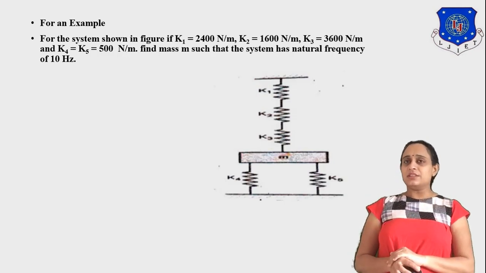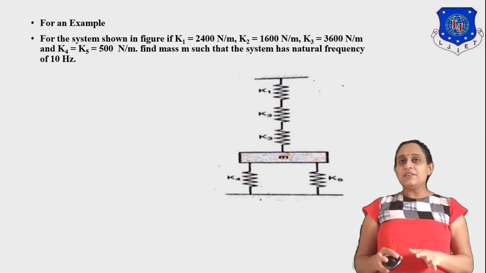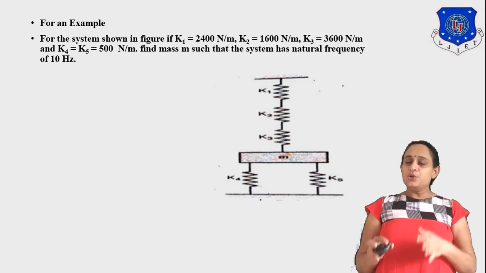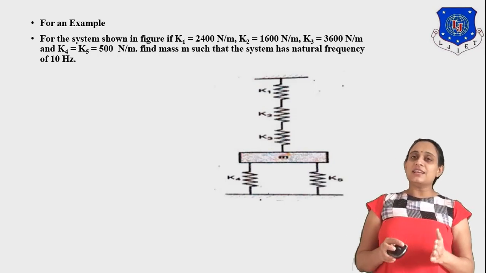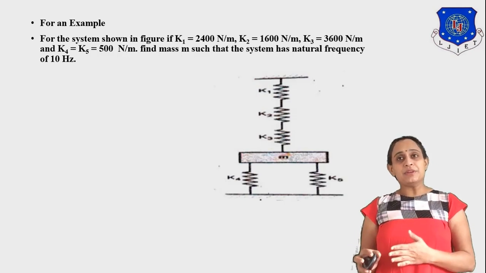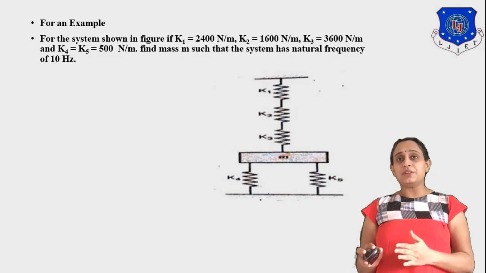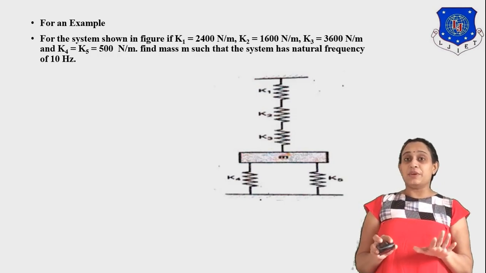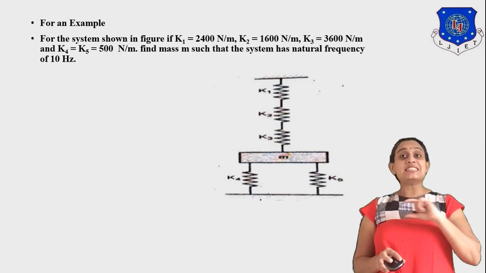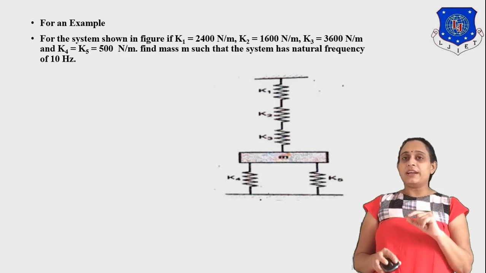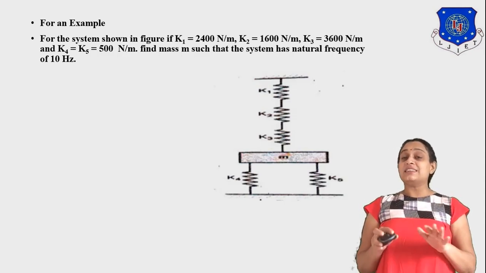Okay. Now let us have the data. For the system in the figure, K1 is equal to 2400 Newton per meter. K2 is equal to 1600 Newton per meter. K3 is equal to 3600 Newton per meter. And K4 is equal to K5 is equal to 500 Newton per meter. This is the stiffness value. Okay. Now, find the mass M which is attached to the system, so that the system has the natural frequency as 10 Hertz.